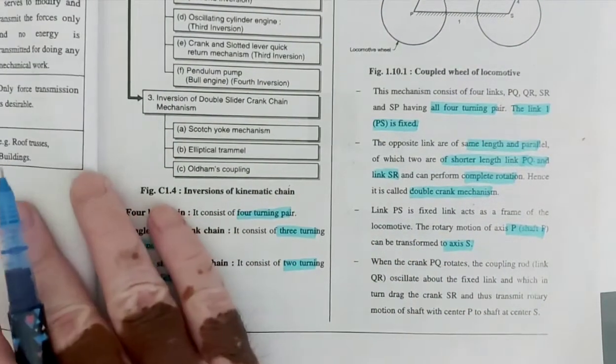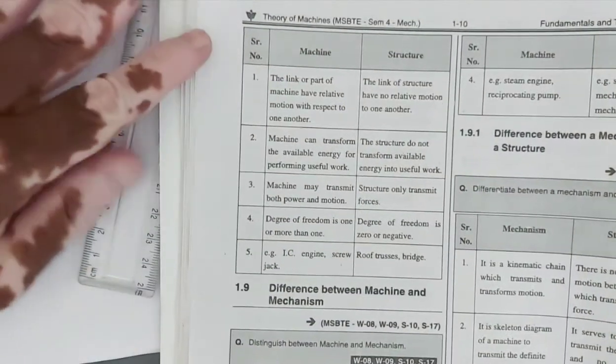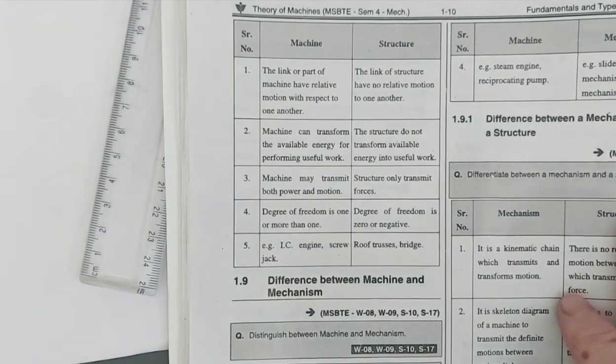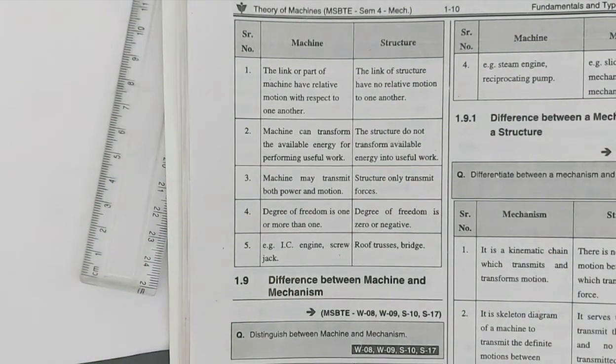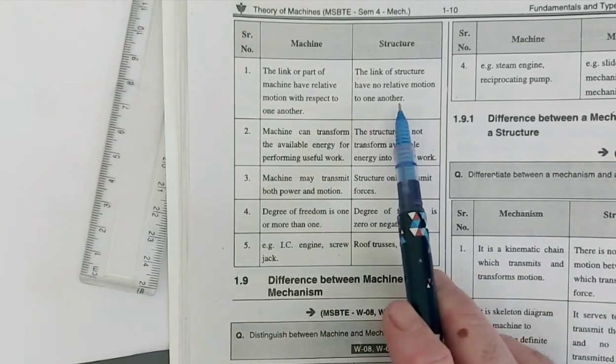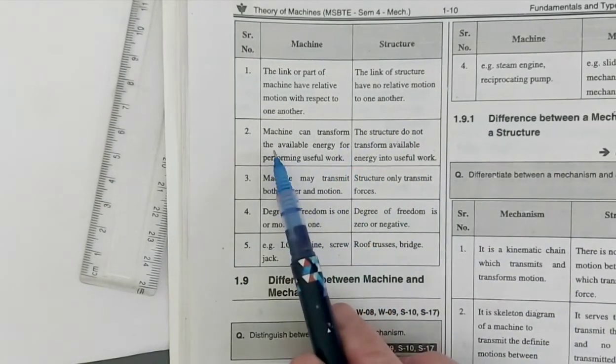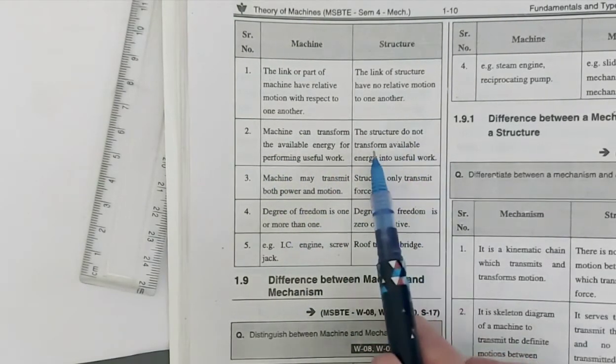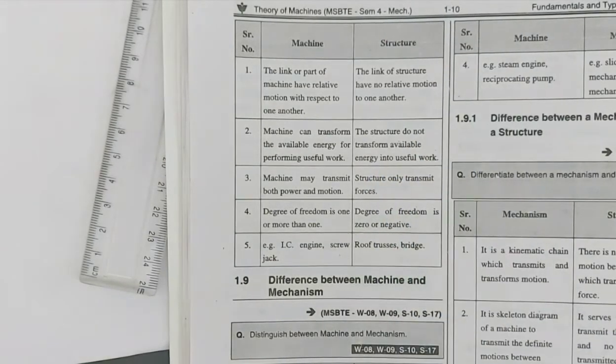Now, in examination, a question may ask the difference between machine and structure. In a machine, the links or parts have relative motion with respect to one another, while in a structure, the links have no relative motion to one another. A machine can transform the available energy for performing useful work. A structure does not transform available energy into useful work.